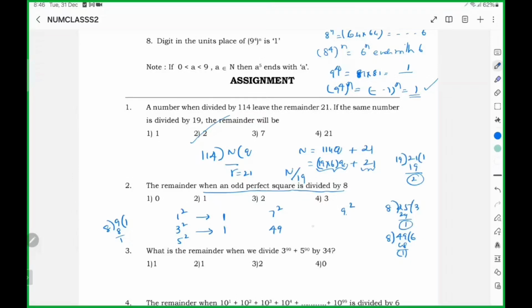In general, how to generalize: an odd number can be expressed as 2n plus 1. Like if n is 0, you get 1. N is 1, 2 plus 1, 3. N is 2, 5. All odd numbers can be written in this format. Square: you can write 4n square plus 4n plus 1. So this part is 4n into n plus 1, plus 1. The product of two consecutive natural numbers is divisible by 2. 4 into 2, it is divisible by 8. So the remainder will be 1.